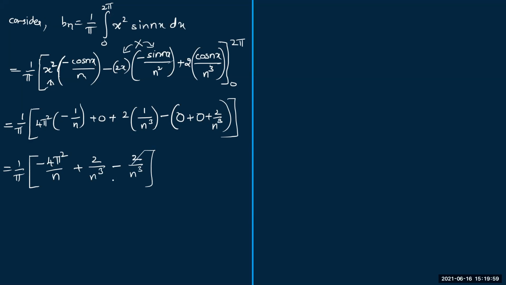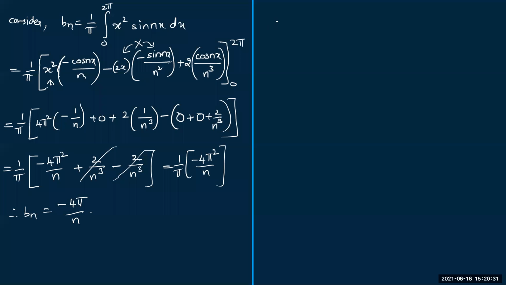So we can cancel these terms, and the remaining is only, therefore, bn equals 1 by pi into minus 4 pi square by n. So we can cancel a pi here. When you cancel that pi, we'll get minus 4 pi by n. So we got the coefficient of sine functions bn. Now let me just substitute these coefficients in the formula, and that gives us the Fourier series of the given function.